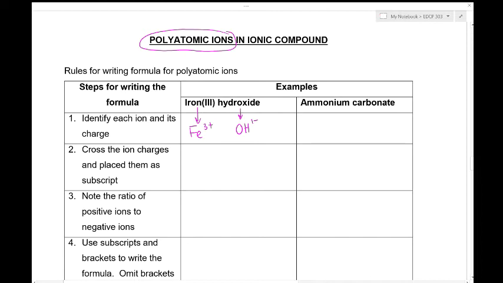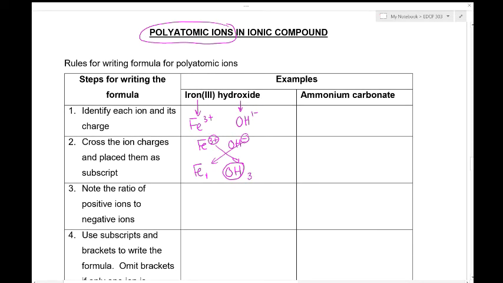Now, step 2 tells us to cross the ion charges and place them as subscripts. So I'm going to take Fe3+ and OH-, and we're going to crisscross them. For Fe, you're going to get 1, and OH is going to become 3. Now, please keep in mind, I'm going to make a circle around OH because OH is together. Therefore, the 3 exists for the whole OH, not just for H, not just for O, but for both O and H.